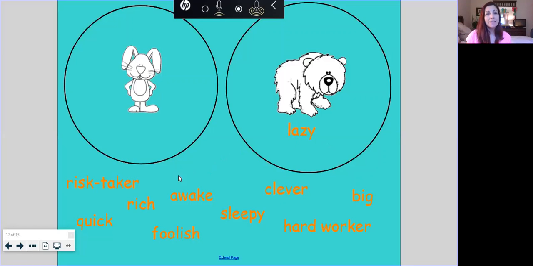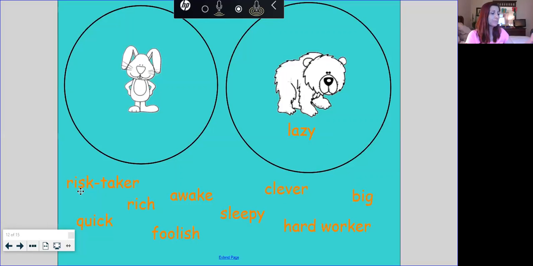All right, let's see. Over here, I have this one. It's got a two word description. It says risk taker. A person who takes risks takes chances. They might not do everything perfect. They might not do everything correct, but they take the chance, or they take the risk to try it out. All right, which one of these characters do you think is a risk taker who takes chances?